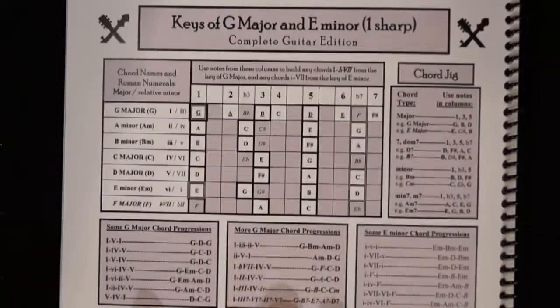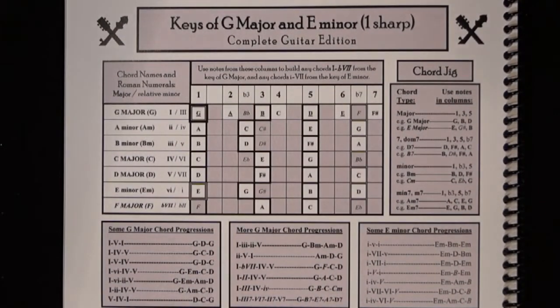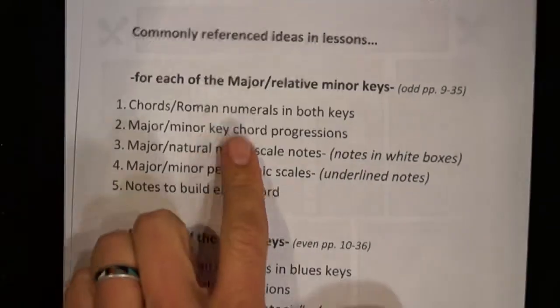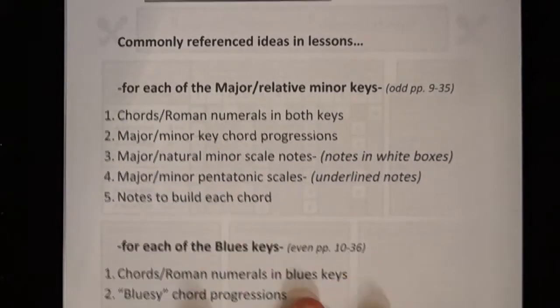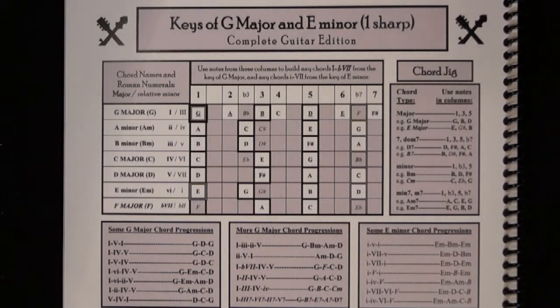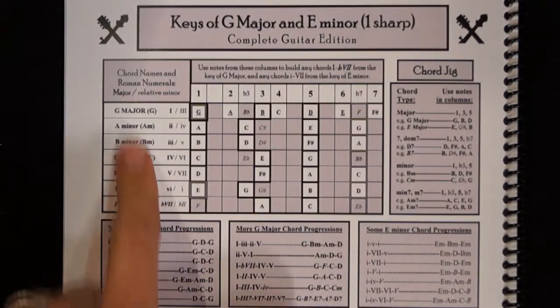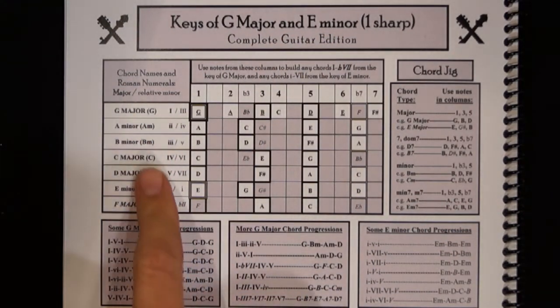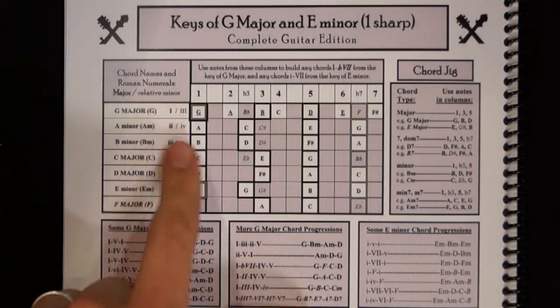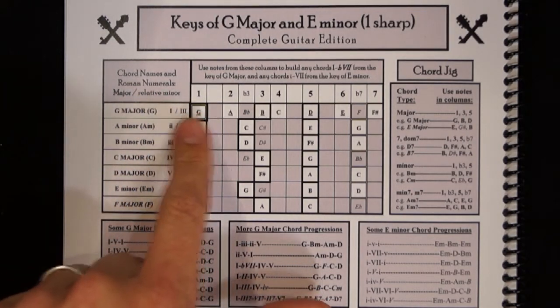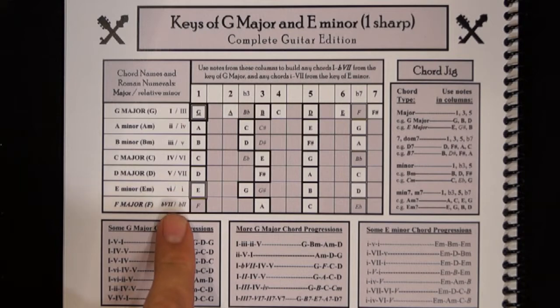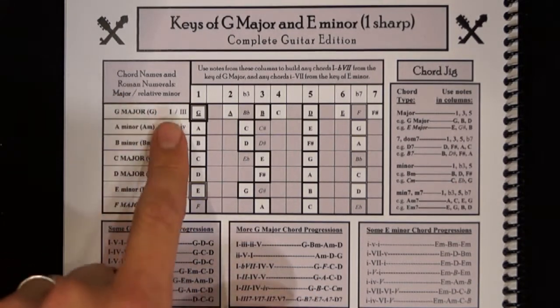So if we take a look at the G major E minor page, the first question, or idea, is: what are the chords and Roman numerals in both keys? So both these keys use the exact same chords, G major, A minor, B minor, etc. But in the key of G major, it's all centered around the G chord, and you've got these Roman numerals in bold for the major key.